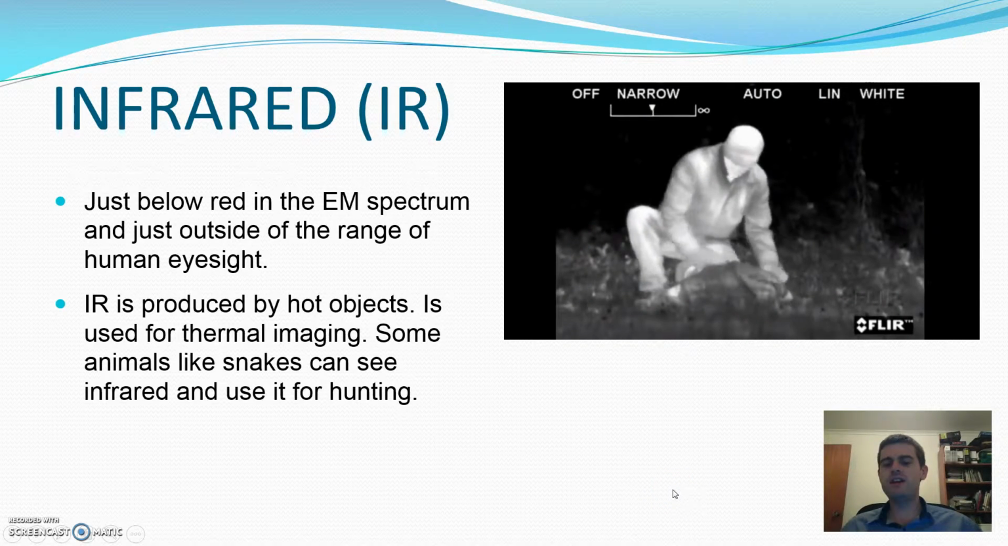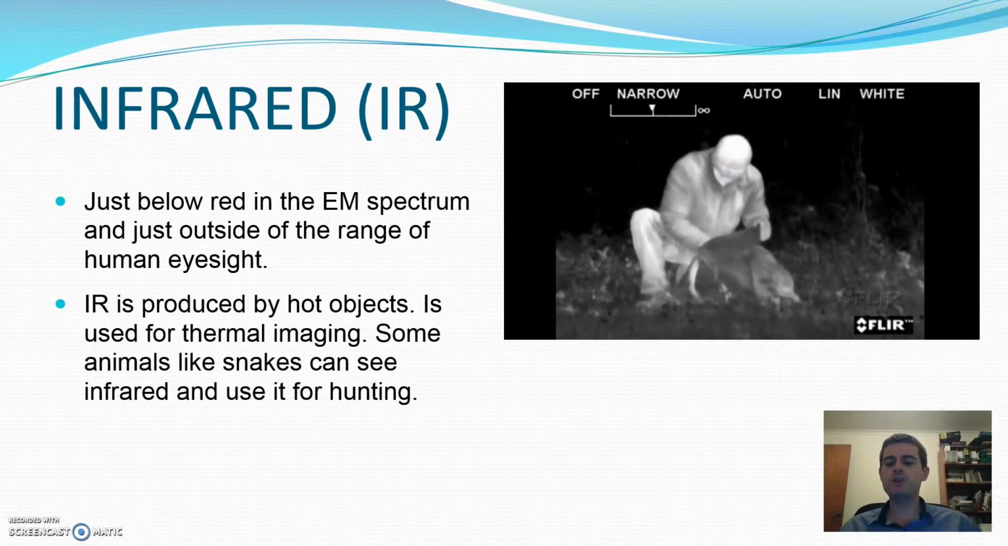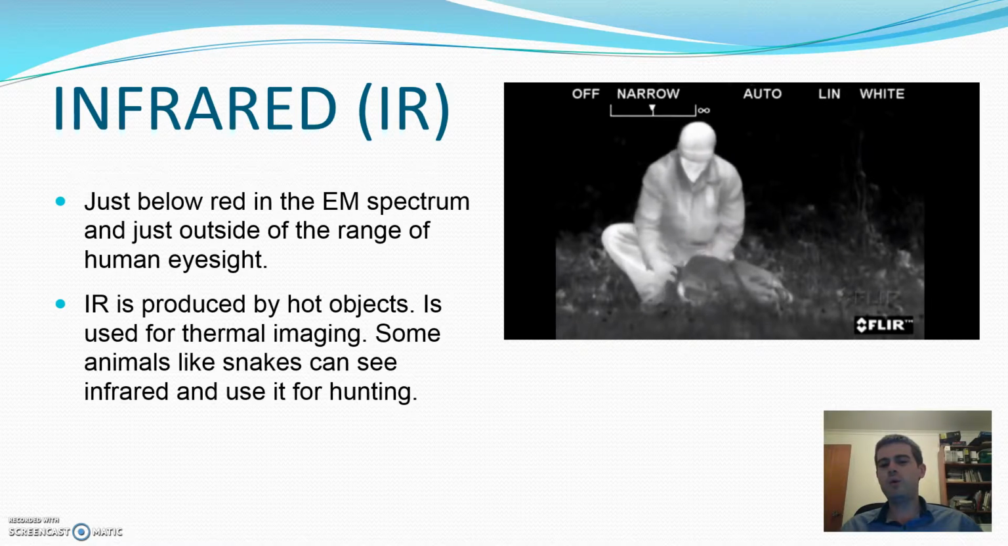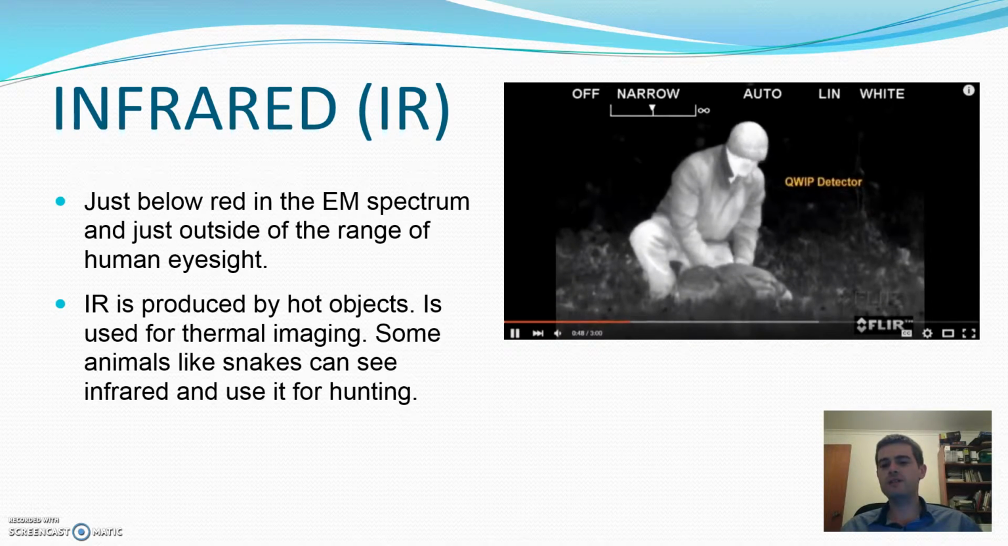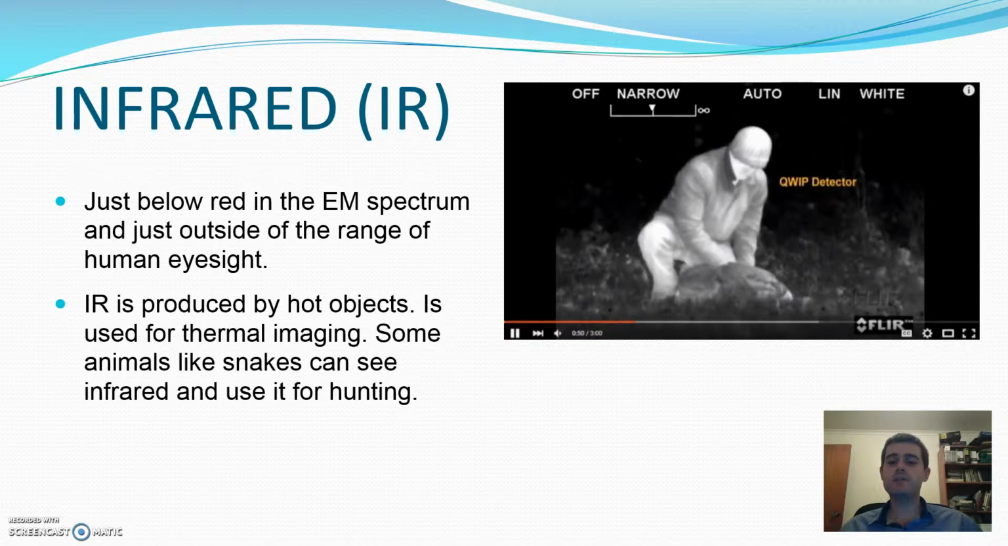So this little video here shows what you'd see through a thermal imaging camera. The white parts in here are the hotter parts and the darker parts are the cool parts. So this guy here, don't know what the hell he's doing, but this guy here obviously is warmer than his surroundings, so he appears as a white object on that video.